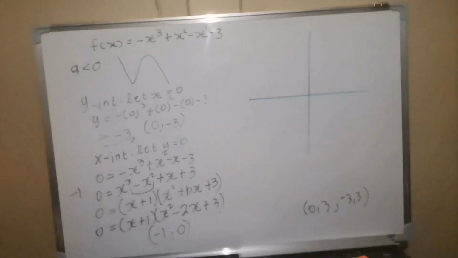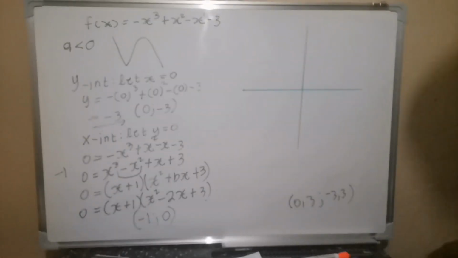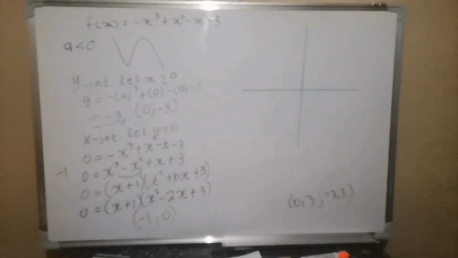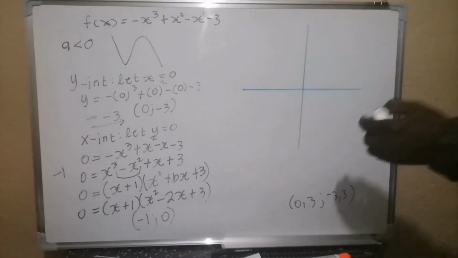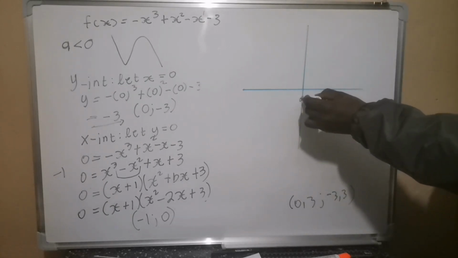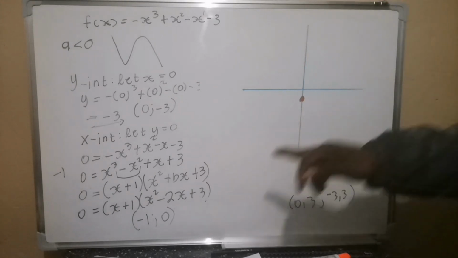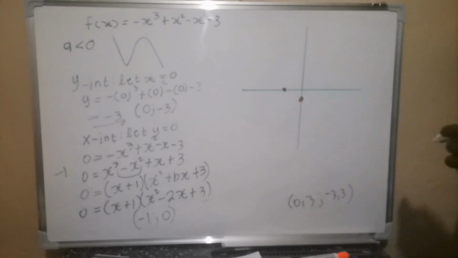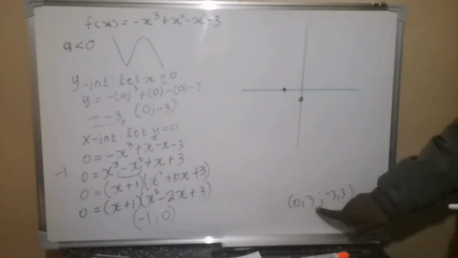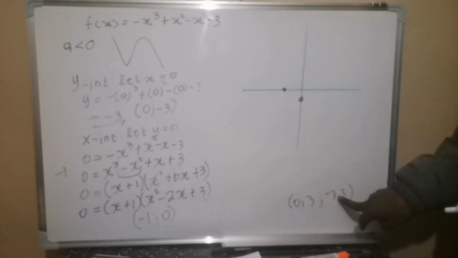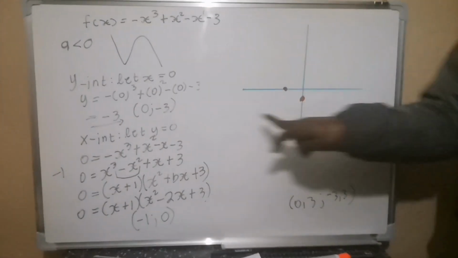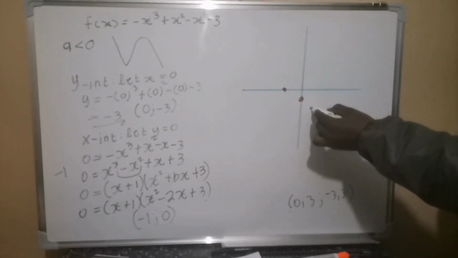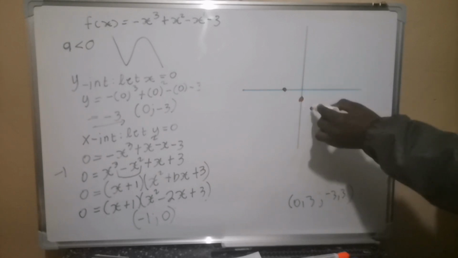So guys, let us plot the coordinates there. Y-intercept 0 and negative 3, over here. X-intercept negative 1 and 0, and you can see negative 1 and 0 is here. Then the point of inflection 0.3 and negative 3.3. That means negative 3.3 is slightly below negative 3. This one here. That means we have a point slightly below our negative 3.